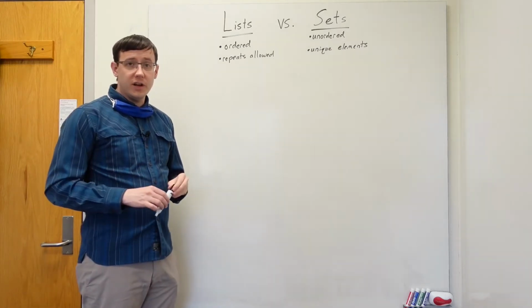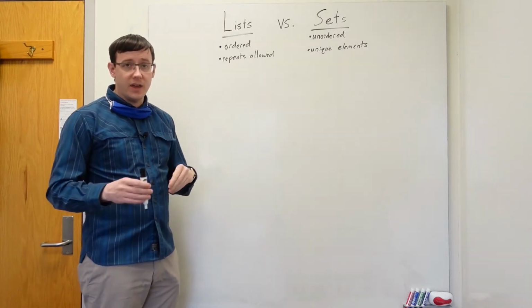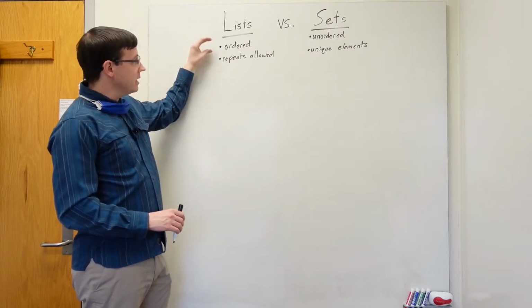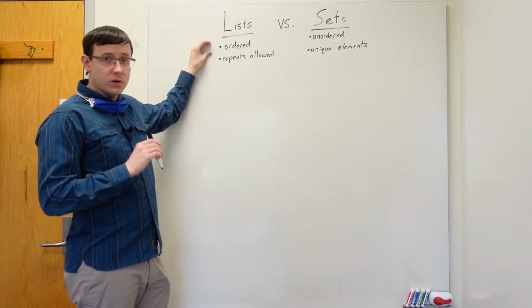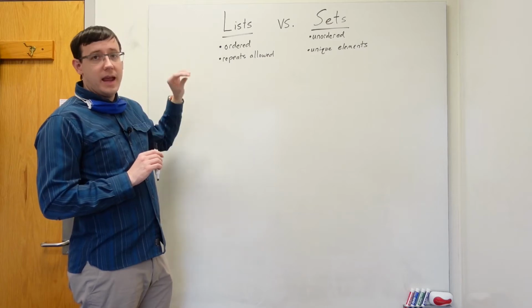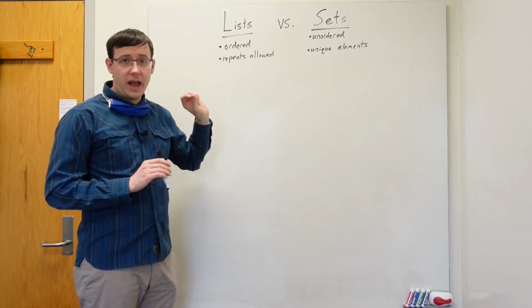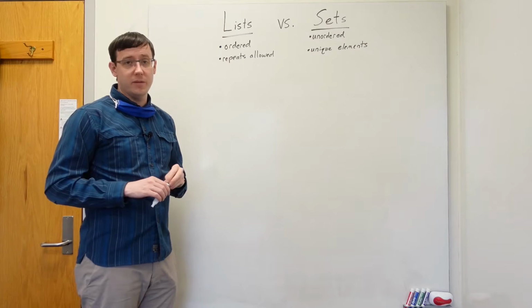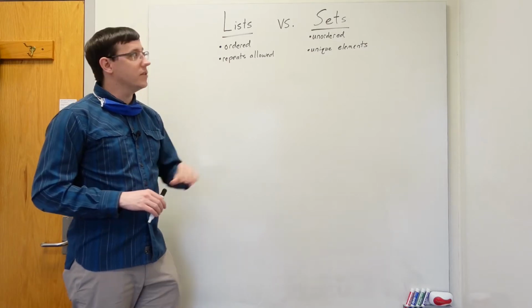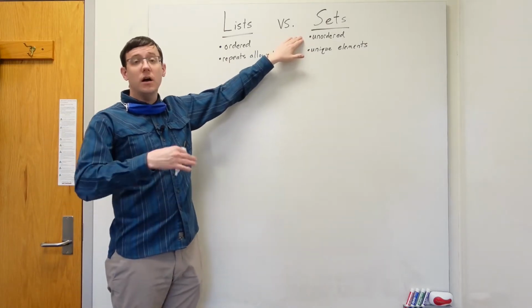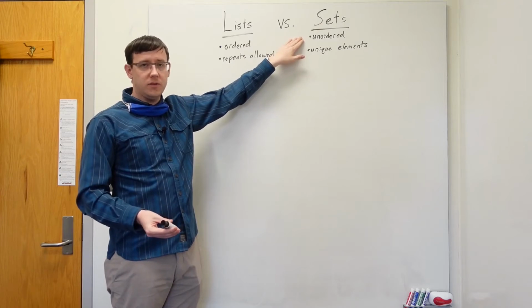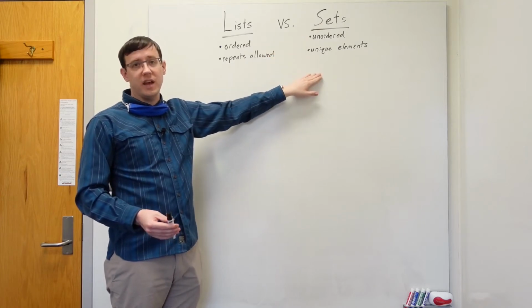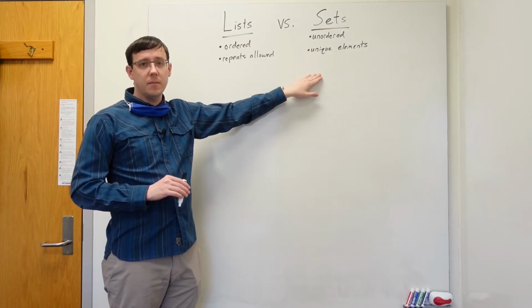The fundamental distinction between a list and a set is that a list is an ordered collection of elements, and a list can have the same element repeated multiple times, whereas a set is an unordered collection of elements, and each element in a set must be unique.